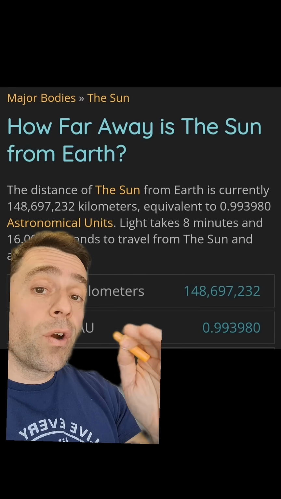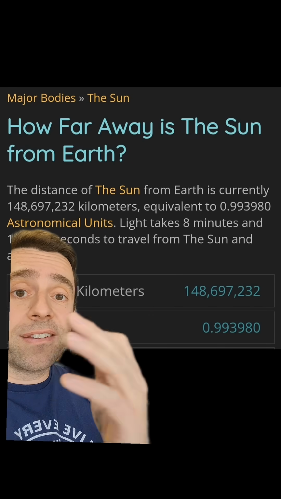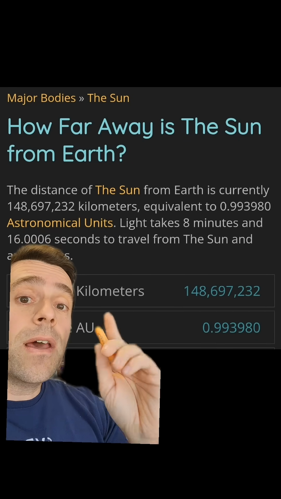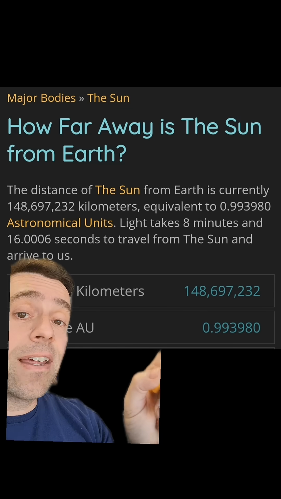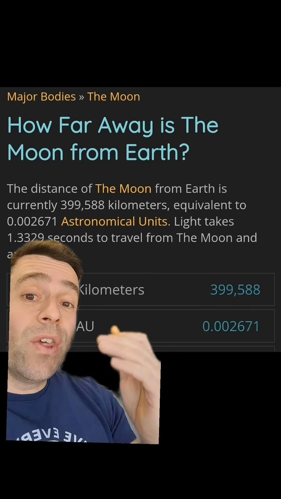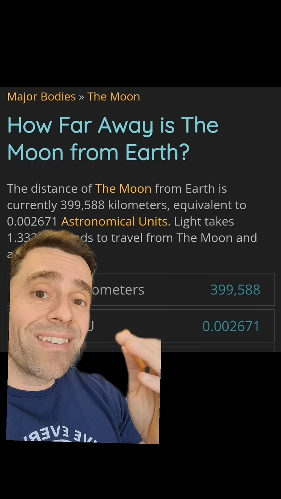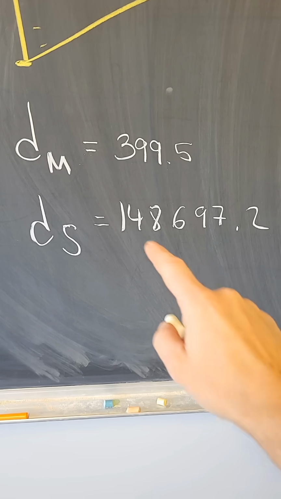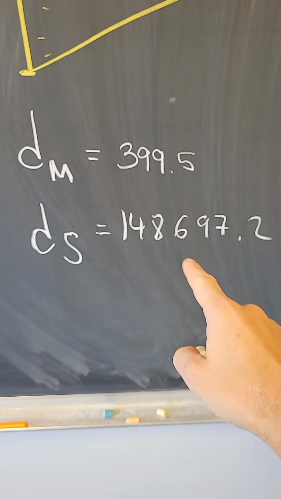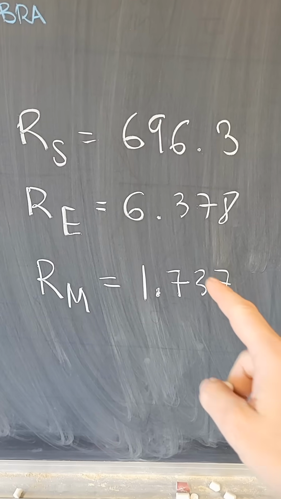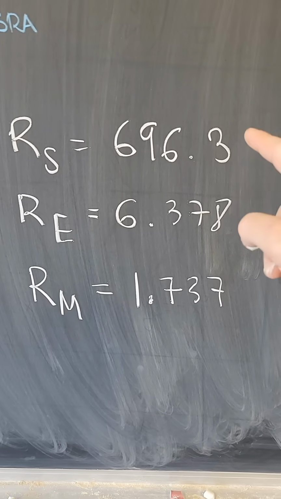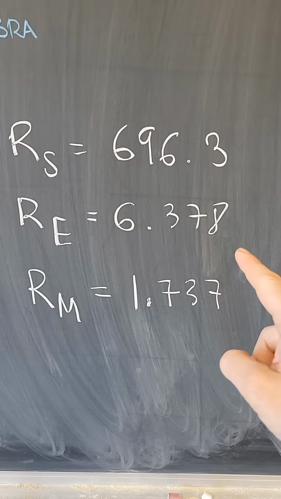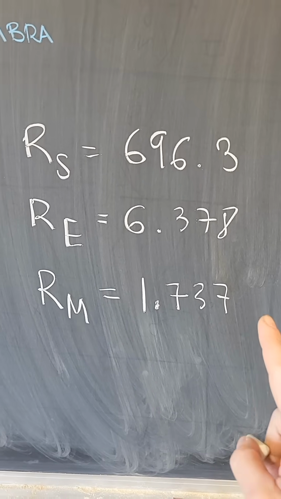Now, the distance from the Earth to the sun changes during the year as the Earth travels around the sun, but right now we are at that distance in kilometers. Similarly, the Earth and the moon are not always at the same distance, and right now we are at that many kilometers away. So that gives me the value of d sub m and d sub s in thousands of kilometers. Similarly, the radius of the sun, the Earth, and the moon are given by these quantities in thousands of kilometers. These do not change with respect to time.